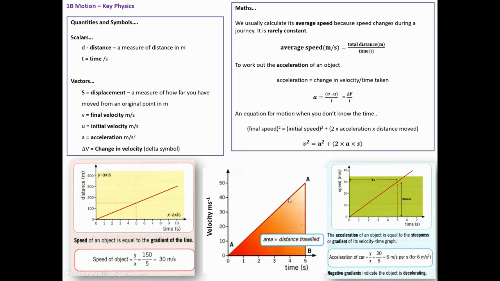Graphically wise, there are some key bits. So we've got graphs of distance time. Okay, you've got a straight line graph there. You'd be expected to work out the speed of an object in meters per second. You do like here, 150 over 5. You've got to be really accurate with that.